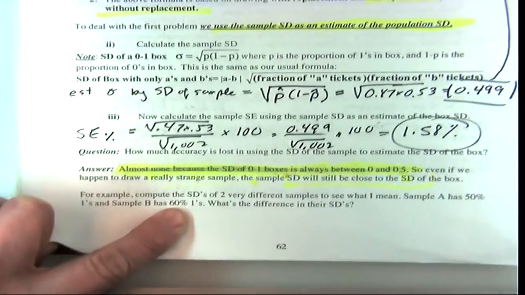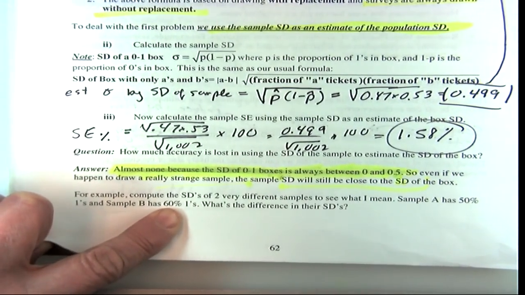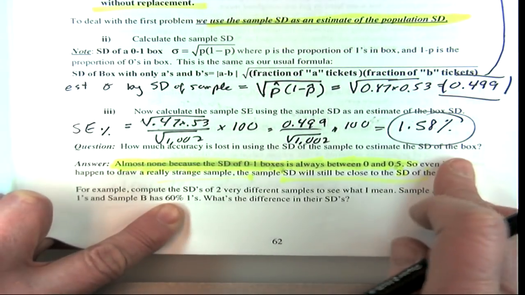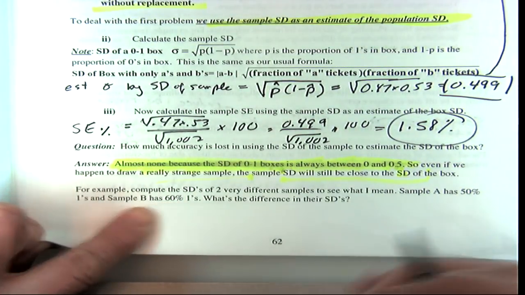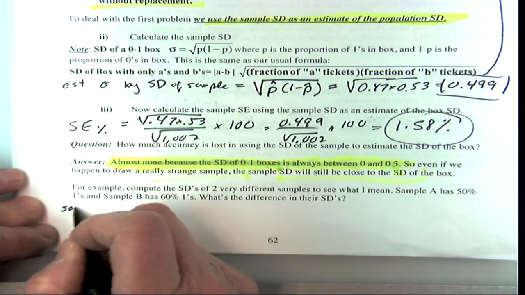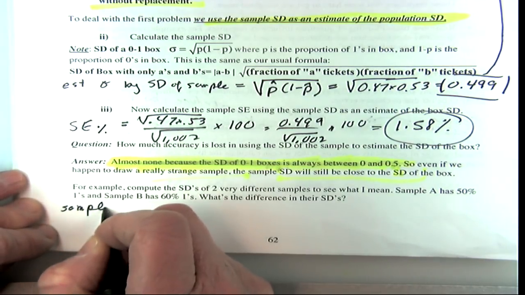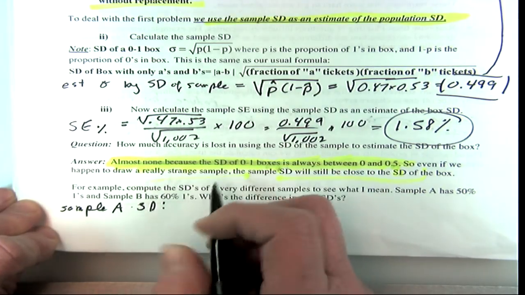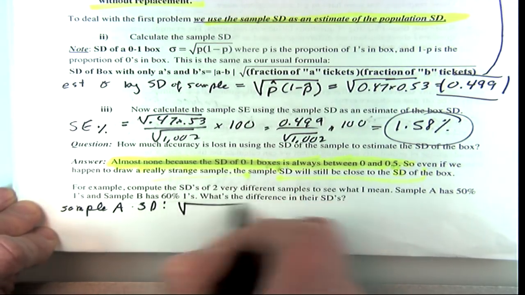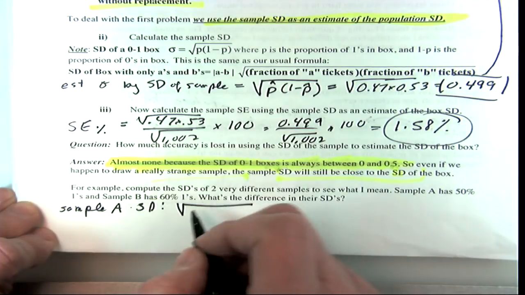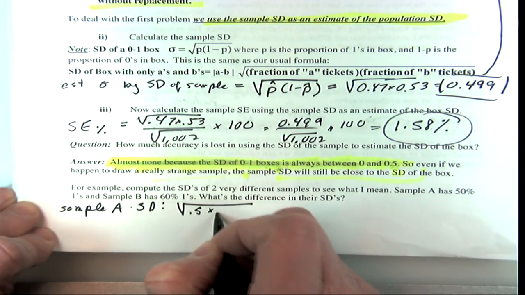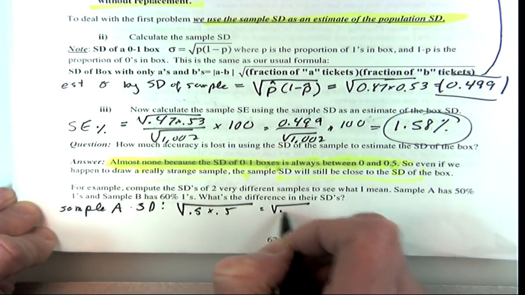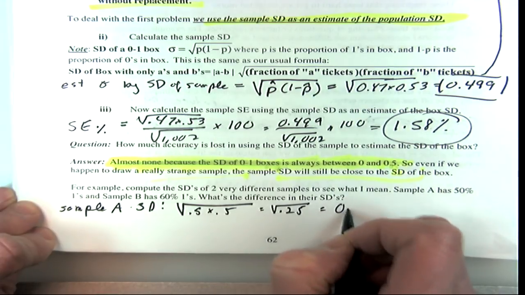Those are very, very different, especially with such a big sample size. They're really different. But what's the standard deviation? Let's see, the sample A, SD would be what? That's a 50-50, so it would be 50%, so it would be the square root of 0.5 times 0.5, which is the square root of 0.25, which is 0.5.